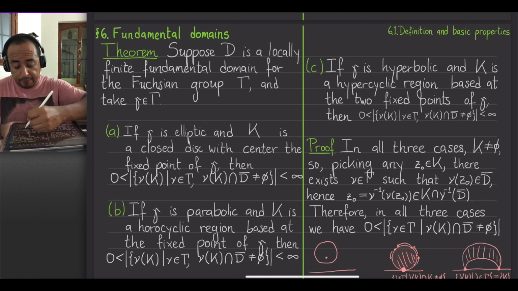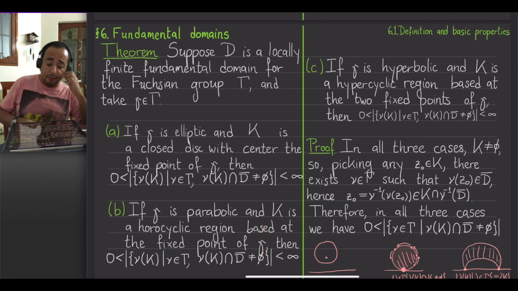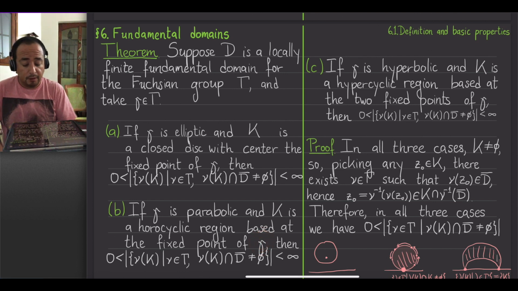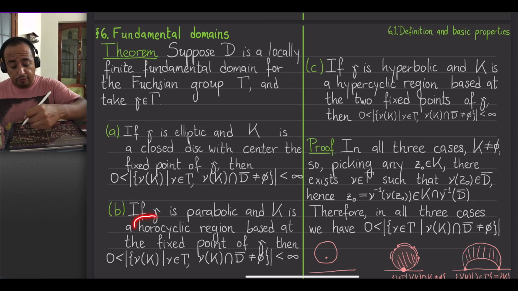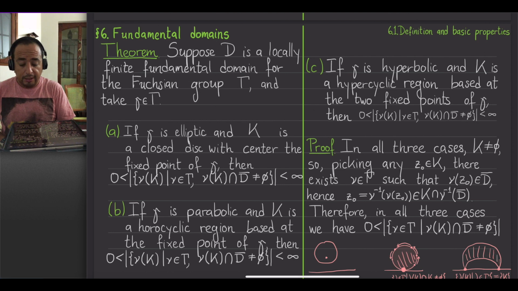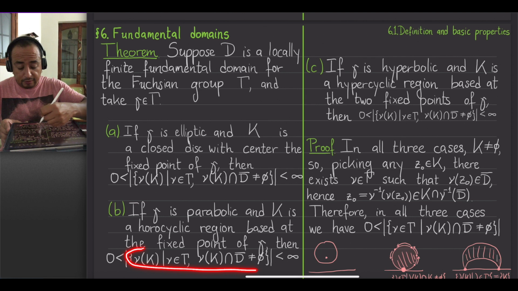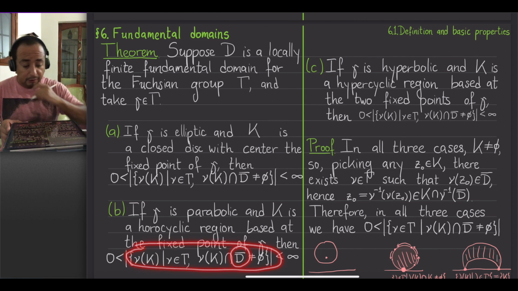Now, in the parabolic case, what we take is a horocyclic region, any horocyclic region, based at the fixed point, and again we can take it closed or open. Just noticing that even if we take the closed horocyclic region in the hyperbolic plane, that closed horocyclic region doesn't contain the fixed point because the fixed point is not in the hyperbolic plane. So even in that case, even if we take it closed, it is not compact. Okay, but still the number of images that meet D bar is still finite.